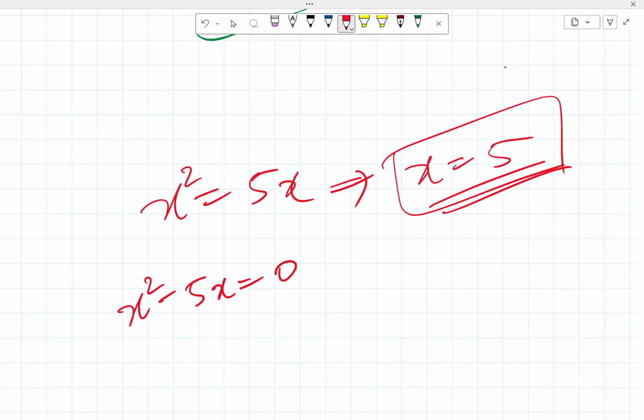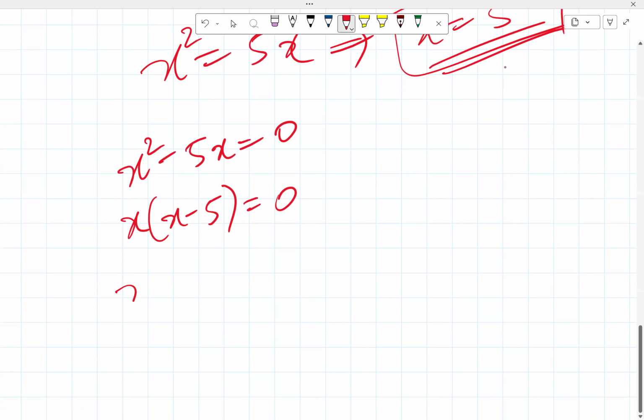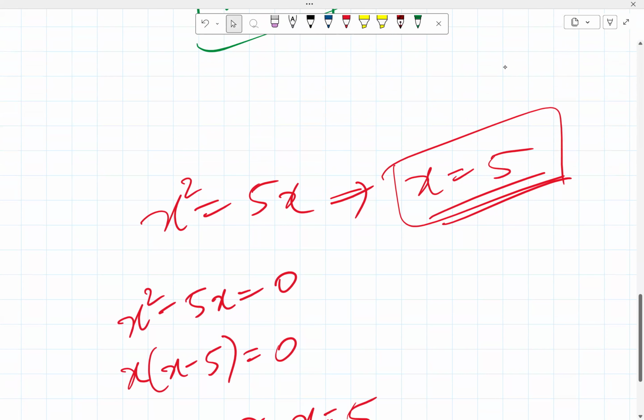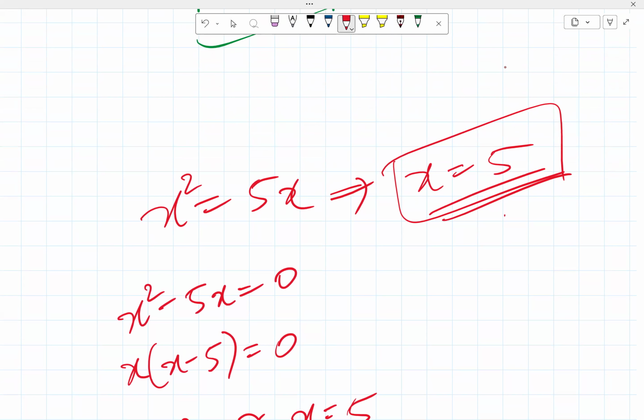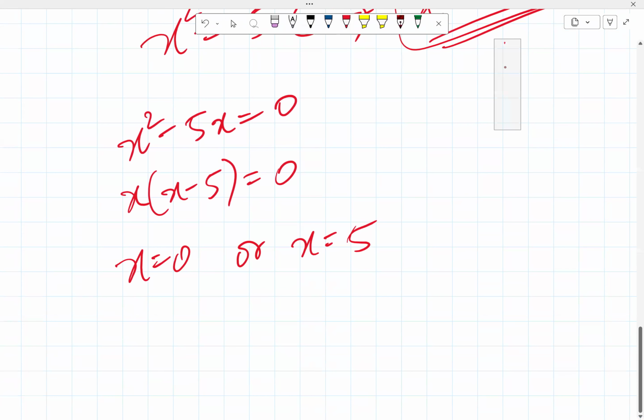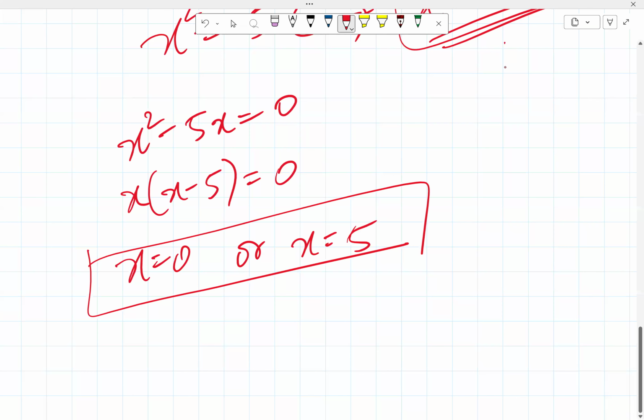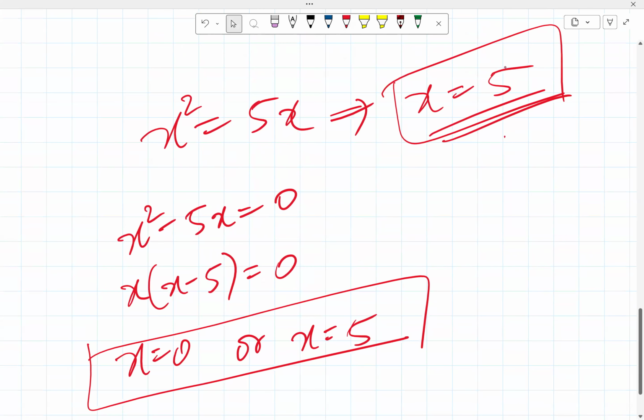So be careful of canceling by what you're looking for. Here you can factorize x, so you have x into x minus 5 equals 0. That means x is equal to 0 or x is equal to 5. By canceling, by dividing through by x, you had lost the x equals 0 component of the solution. So this is x equals 0 or x equals 5 now.